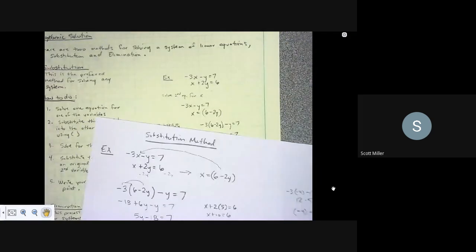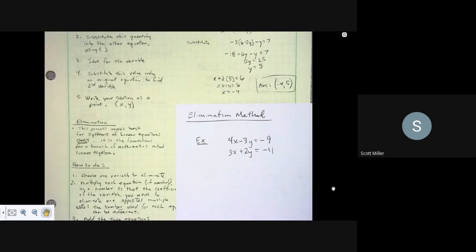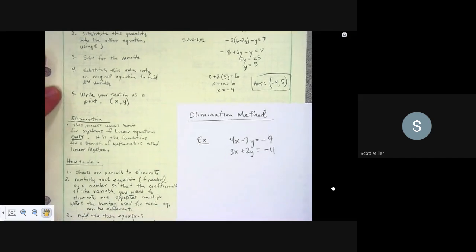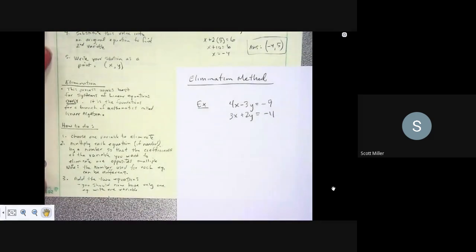All right? So let's look at the next one, which is the elimination method. And I have that one over here. We're going to solve this example right here. So let's talk about how this works. So elimination. This process works best for systems of linear equations only. It is the foundation for a branch of mathematics called linear algebra. Okay? So that's what I said earlier. The elimination method is a little bit more involved to start. Okay? But once you understand the process, it goes by very quickly.